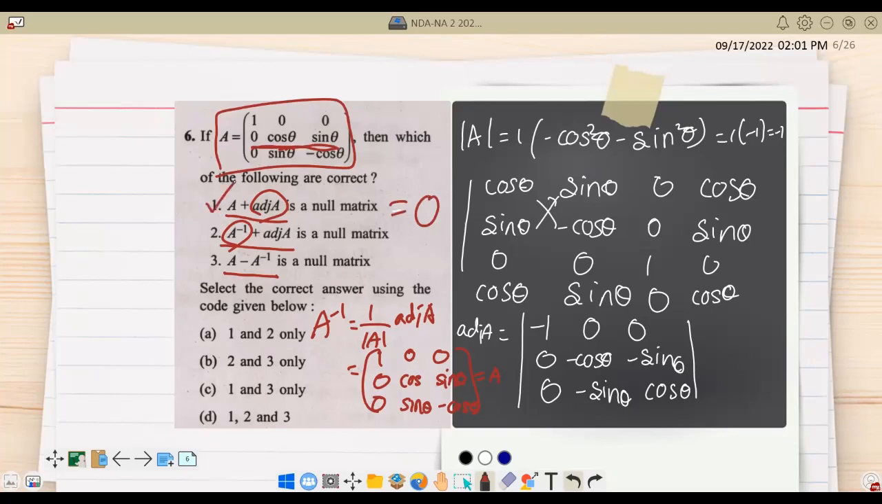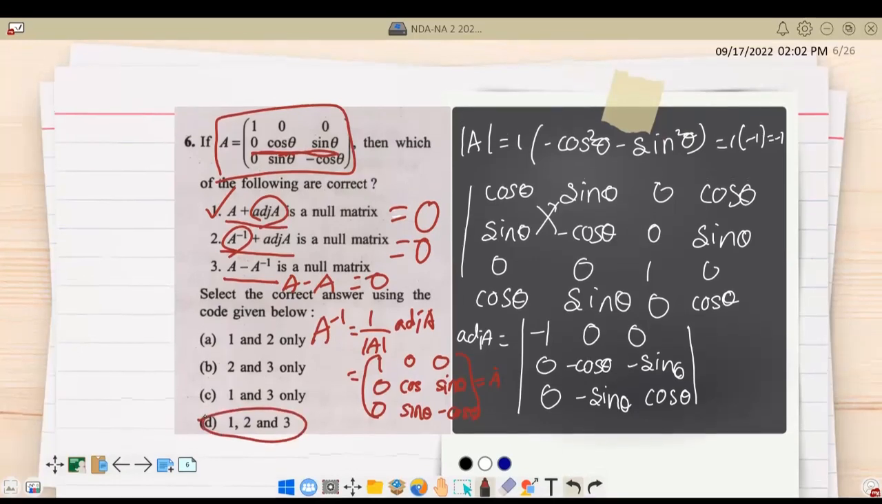Now we'll go to the next statement, that is A inverse plus the adjoint of A. A inverse is nothing but A. So A plus the adjoint of A is the first statement itself, which is proved as a null matrix. And the next statement, A minus A inverse. A inverse is itself A. So A minus A is a null matrix. So the third statement is also a null matrix. So all the statements are true. So the answer is D.